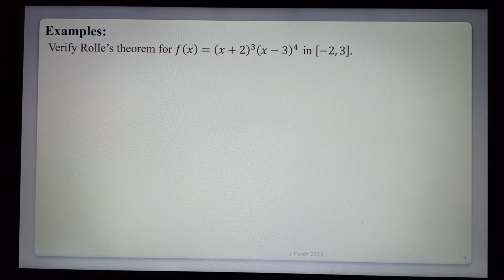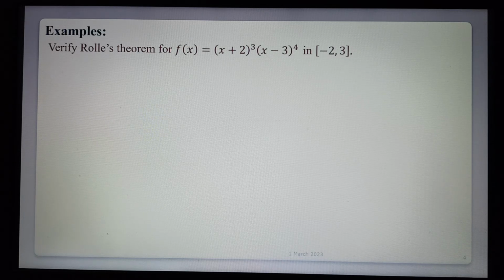Verify Rolle's theorem for f(x) = (x+2)^3 (x-3)^4 in the closed interval [-2, 3]. Rolle's theorem is applicable for the given function only if it satisfies three conditions: it is continuous, it is differentiable, and f(a) = f(b).